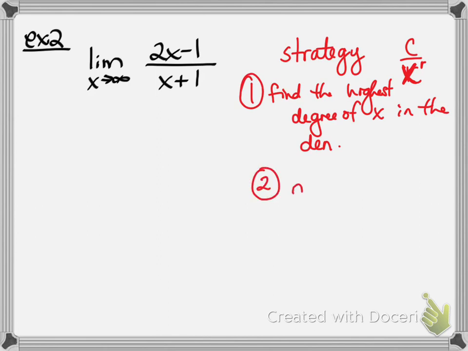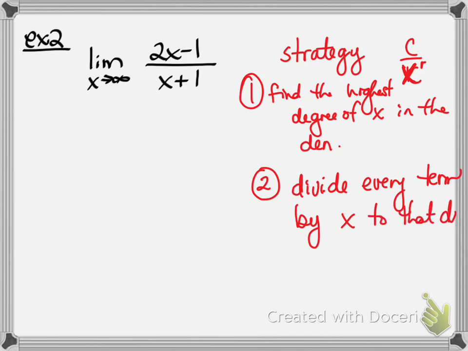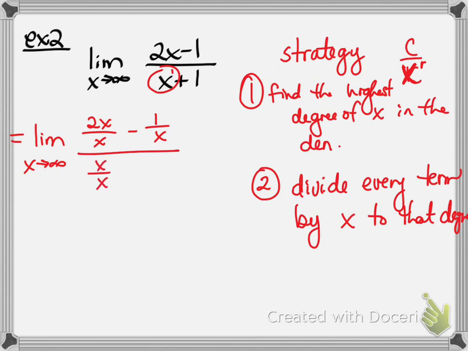And then we're going to divide every term by x to that degree. So this is one strategy. When you look at the denominator, this is the only power of x in the denominator, so it's the highest degree, and it's a first degree. So what we're going to do is rewrite this. We're going to divide every single term by that x, the highest degree of x in the denominator.